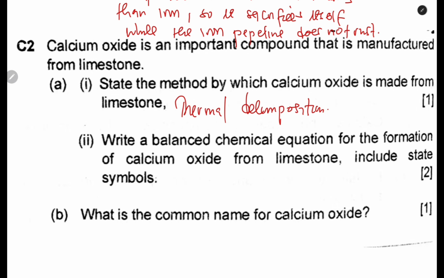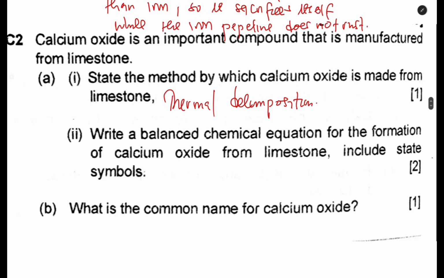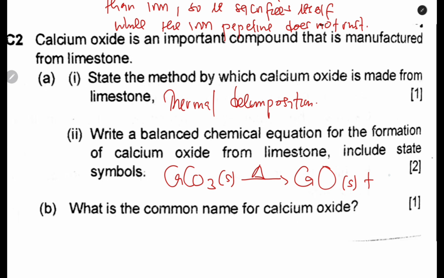Write the balanced chemical equation for the formation of calcium oxide from limestone. Include state symbols. Like I said, it's from calcium carbonate, which is solid. Now, it is decomposed, so heat is involved. Then what is produced is calcium oxide, which is solid, plus carbon dioxide, which is a gas. So that is the equation. If you look at this, it is balanced: oxygen 3, oxygen 3, carbon 1, carbon 1, calcium 1, calcium 1.